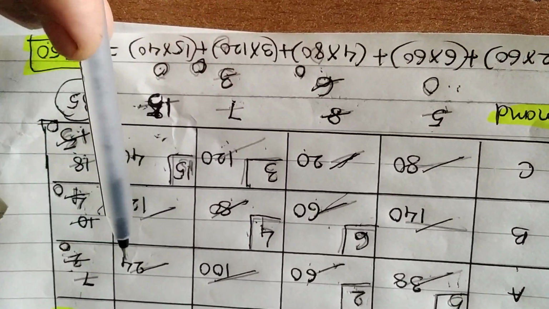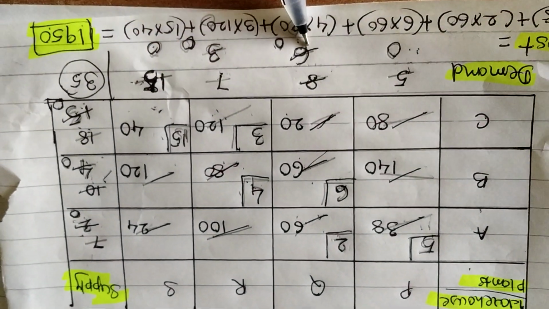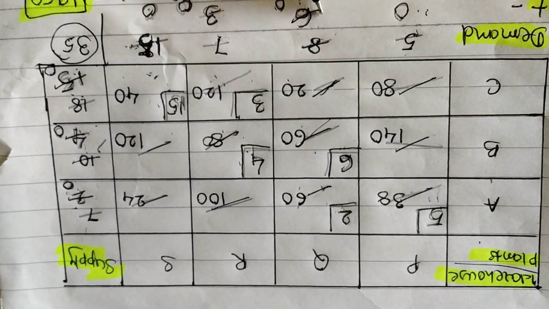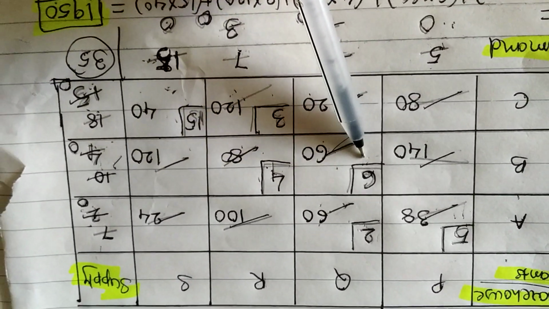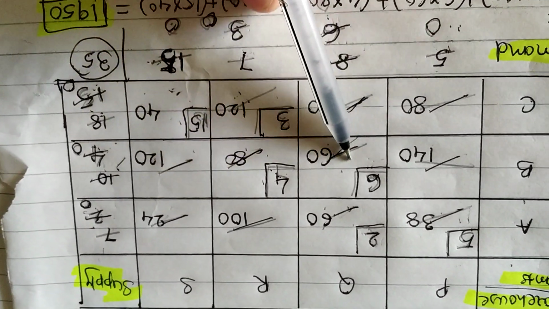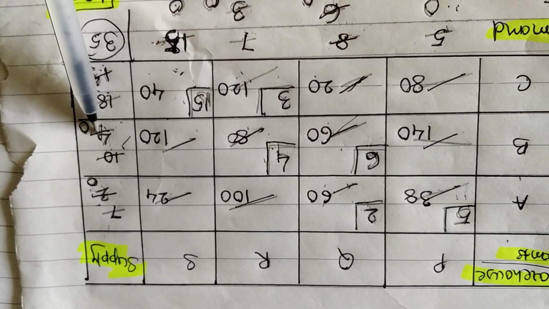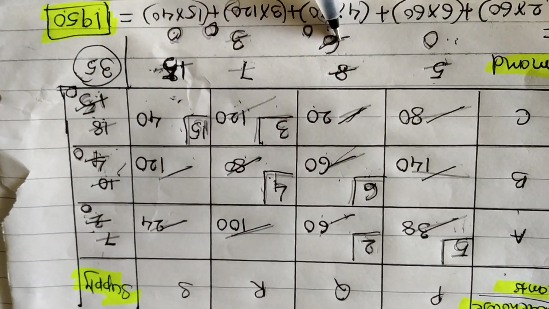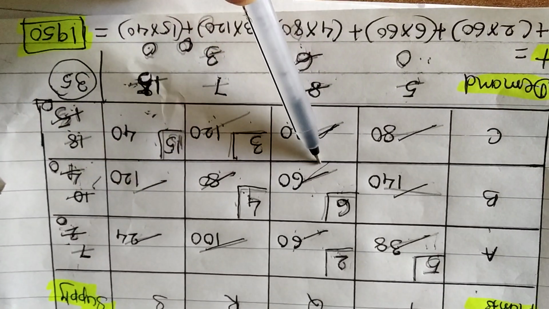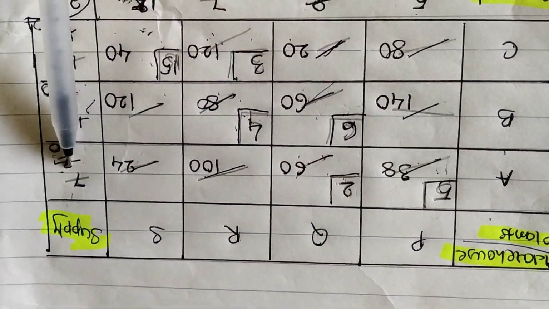Next, the supply is 10 and the demand is 6. Which is lesser? The demand is lesser, so you take 6 here. Then 10 minus 6 is 4, and 6 minus 6 is 0, so this column is 0 and this row also 0.